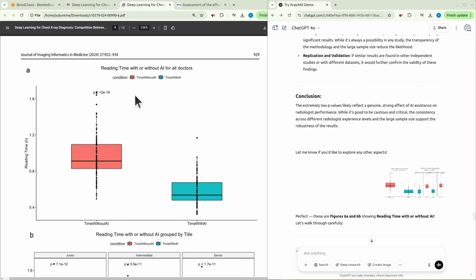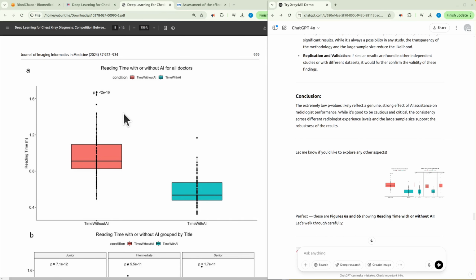What's shown? This figure illustrates how long it takes radiologists to read chest x-rays with and without AI assistance. Breaking it down, 3 groups: junior, intermediate, and senior radiologists. Red boxes, time without AI. Teal boxes, time with AI.